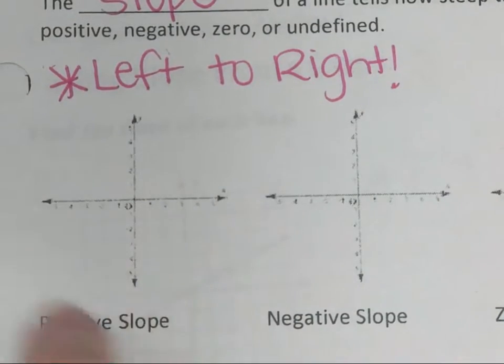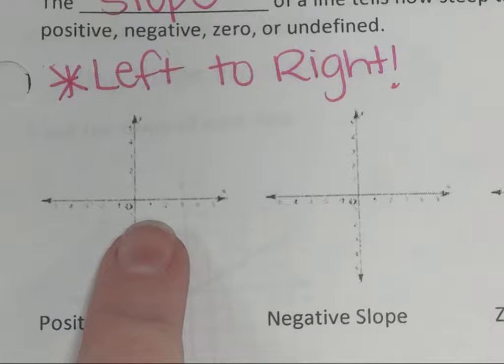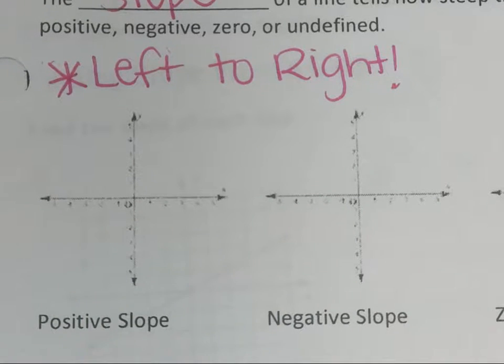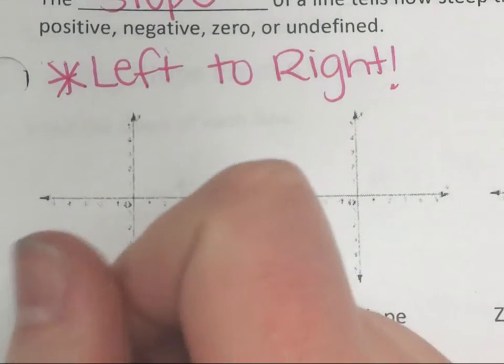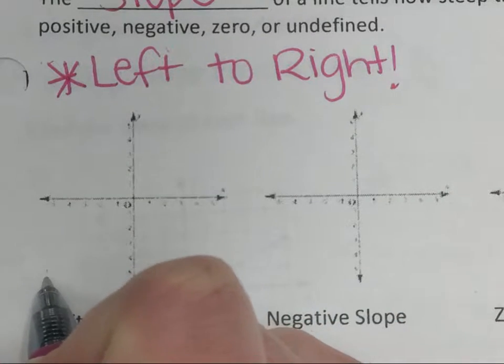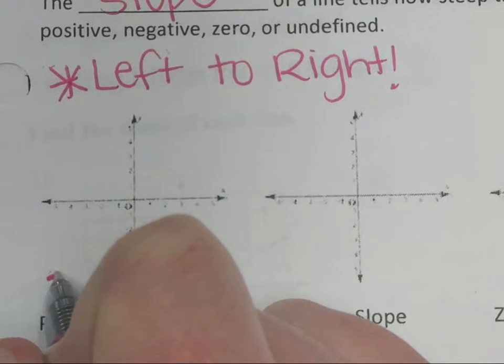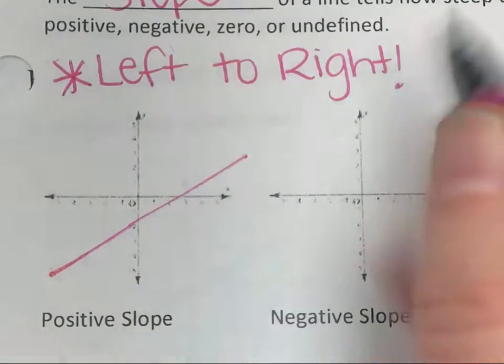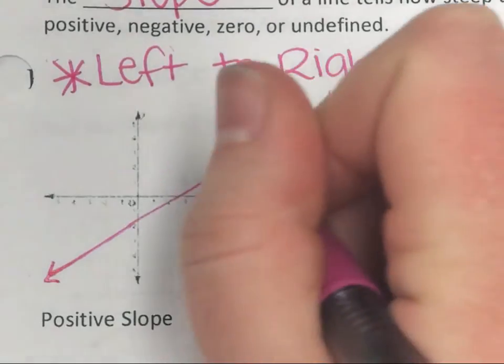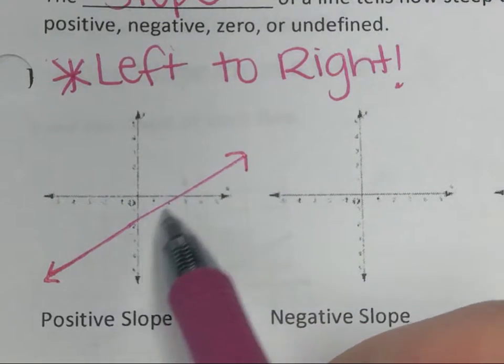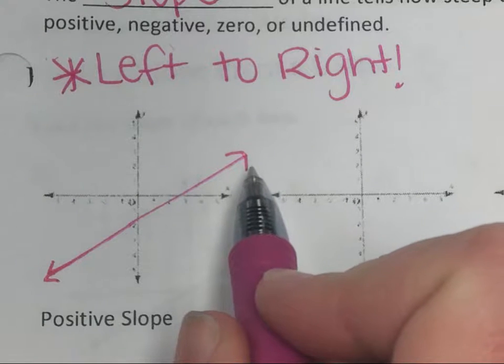So if we want a positive slope, our line needs to be going which direction? Up. So that means from the left we have to start where? Down. We have to start near the bottom in order to get a positive slope. So we want to start low on the left side so we can go up on the right side. So this is a positive slope. The line is increasing from left to right.